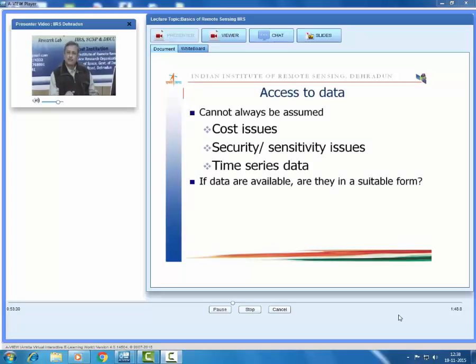And also, when coastal zone data is concerned, in our entire coastal zone the data is classified, so you cannot get even toposheets very easily. You cannot digitize the contour map from the coastal zone. They are highly classified when national interest is concerned. There are issues pertaining to cost, security of sensitive data, and definitely time series data, because you have to work with the latest data set. It's a dynamic area. You cannot work with the old data set. And if data are available, are they in a suitable form? That is another question you need to answer.